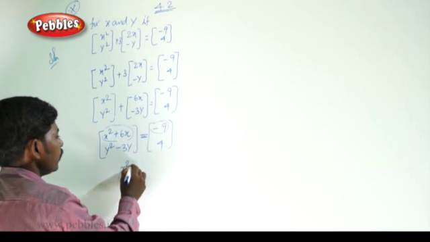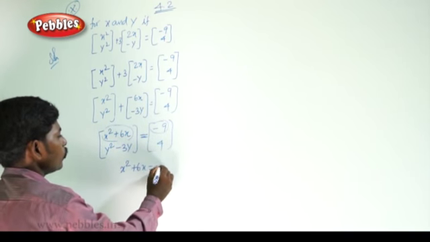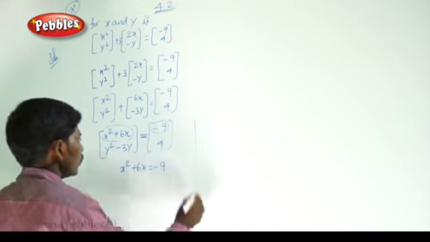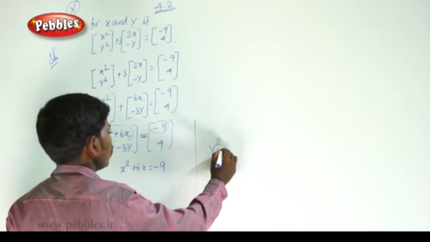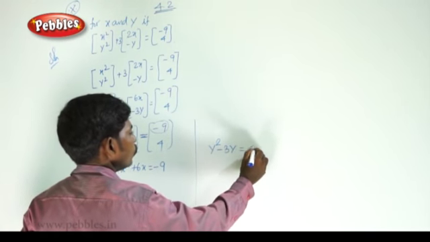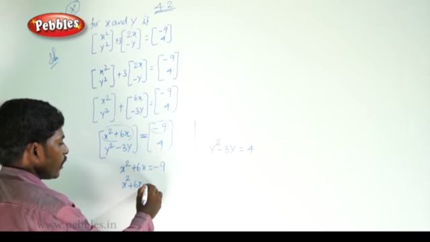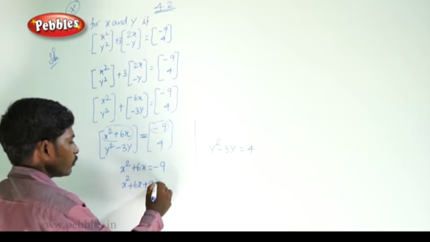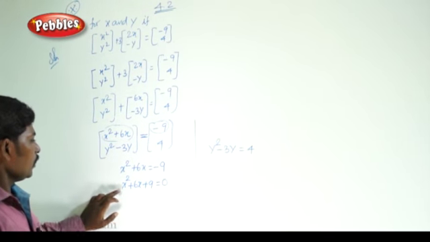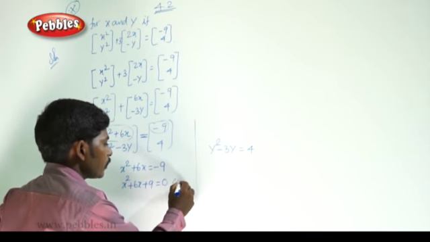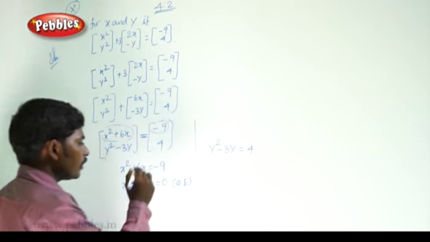So, x² + 6x = −9 and y² − 3y = 4. Now, x² + 6x, the minus 9 is transferred to the LHS, so x² + 6x + 9 = 0. This is a quadratic equation.